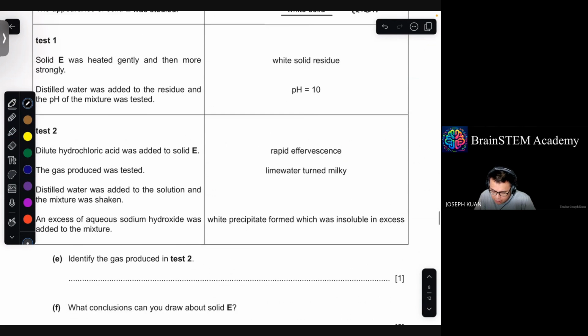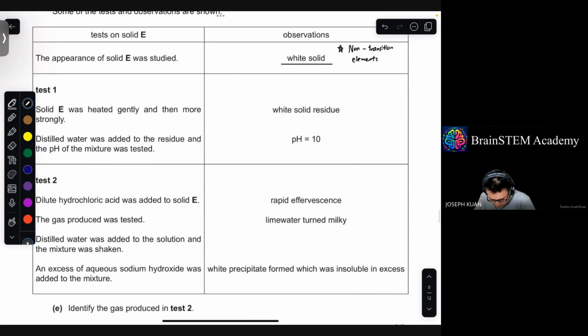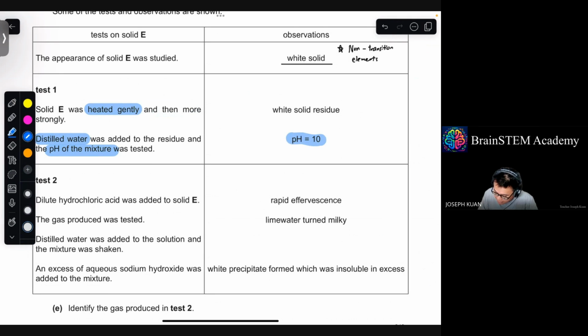Test 1. Solid E was heated gently and then more strongly. Distilled water was added to the residue and the pH of the mixture was tested. So you're doing heating, adding distilled water and testing the pH. pH 10 means that it's basic. Usually for basic substances, the possible answers we should think of are metal oxides, in most cases. But let's not make any conclusions first.